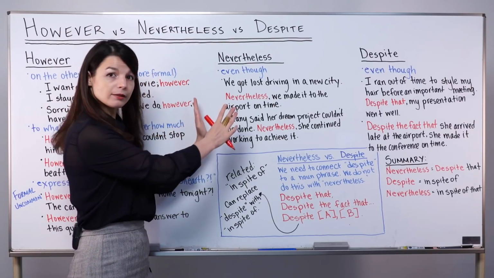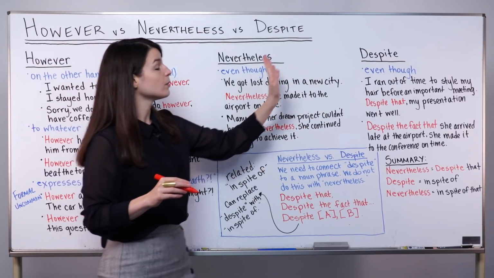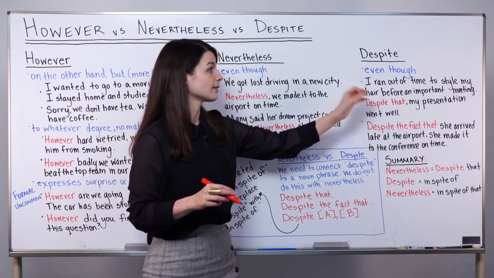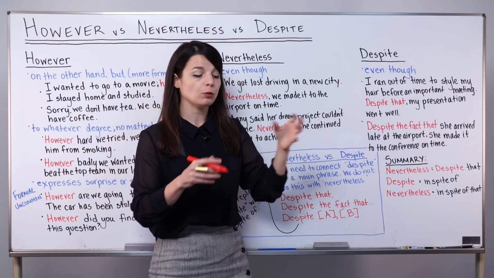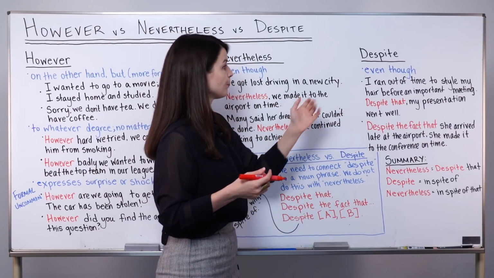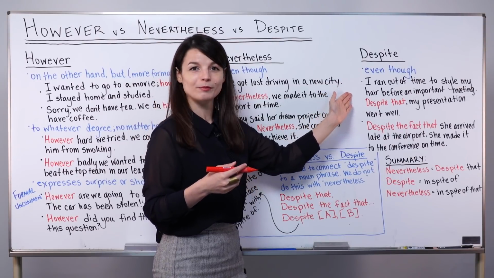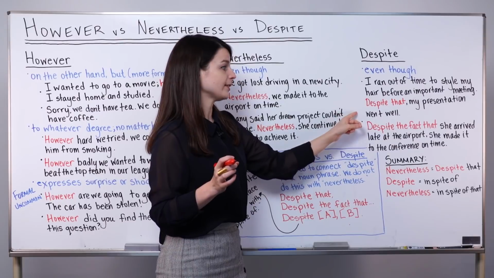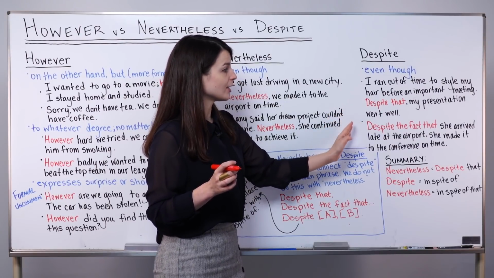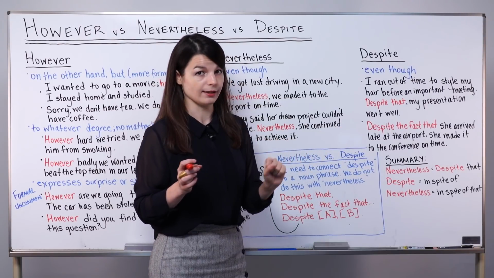Okay, so with this in mind then, I want to go to despite, and then we'll compare these two. So despite, just like nevertheless, means even though. But when we use despite, we need to build different sentence structures. So let's look at the examples. First, I ran out of time to style my hair before an important meeting. Despite that, my presentation went well. One more. Despite the fact that she arrived late at the airport, she made it to the conference on time.